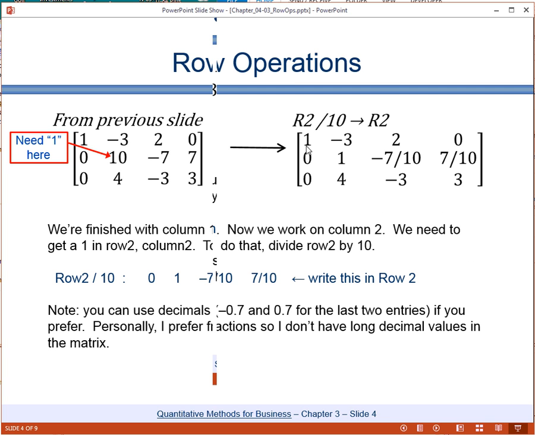Okay, so all I did from this matrix to that was: row 1 didn't change, row 3 didn't change. I just divided row 2 by 10 to get this 1 right here in row 2, column 2.